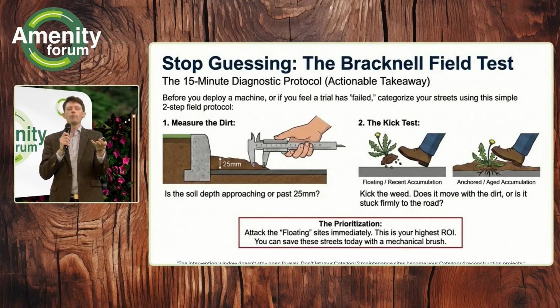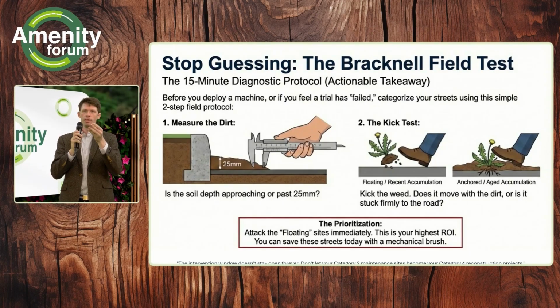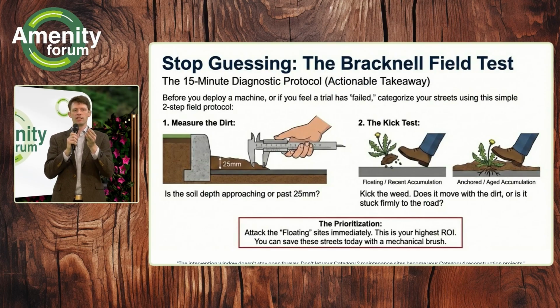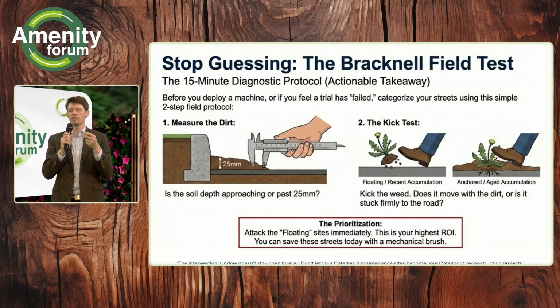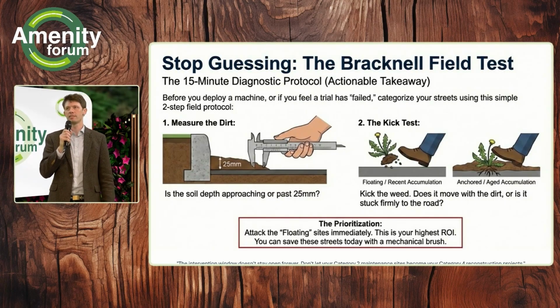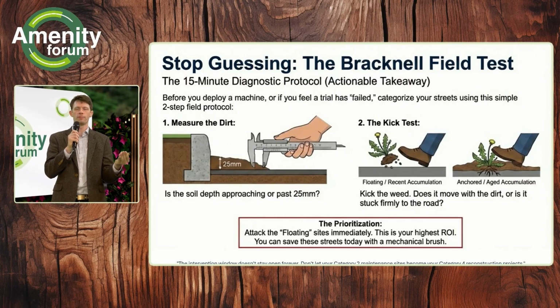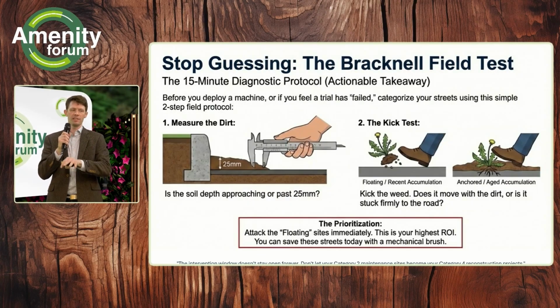So how can we tell when a road is in stage 1 or stage 2, stage 3 or stage 4? As well as just looking at the plant types, we can also measure the depth of the soil, which gives us a good indicator. And when it's in stage 2 or 3, we can tell by doing what I term a kick test. It just takes a second to do. You just literally kick the soil and the weeds that are in there. If the weed moves with the soil, with your foot, then it's in stage 2. If the weed stays anchored, then it's in stage 3 and it's entered the surface.